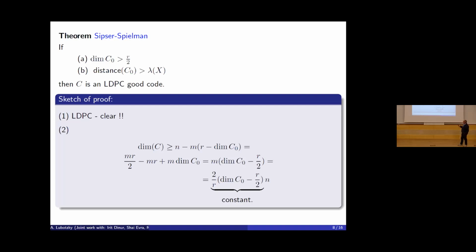So this is clear. What about the dimension? The dimension of a linear subspace is the number of variables minus the number of equations, right? The number of equations: there are n vertices. Around every vertex, you put R minus d(C0) equations, right? I took C0, a subspace in F2 to the R. The number of equations defining it is the codimension. So this is R minus d(C0). And if you make a little calculation, you see that what we are getting is a number which is constant, since R is constant, d(C0) minus R over 2 is a positive number, and this is multiplied by n, which is the number of edges.